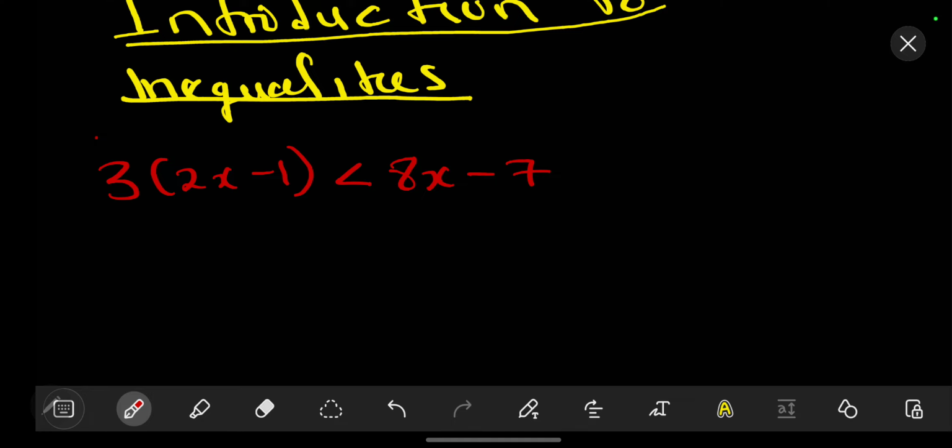We have 3 times 2. 3 times 2 gives us a 6x. 3 times -1 gives us -3. Should be less than our 8x minus 7, like that.